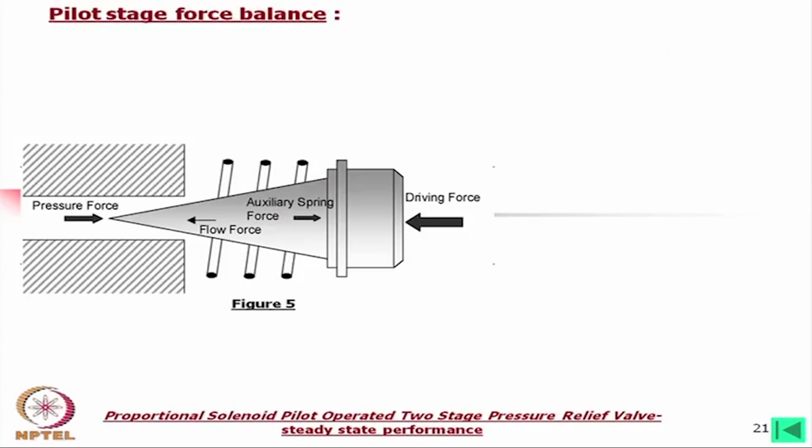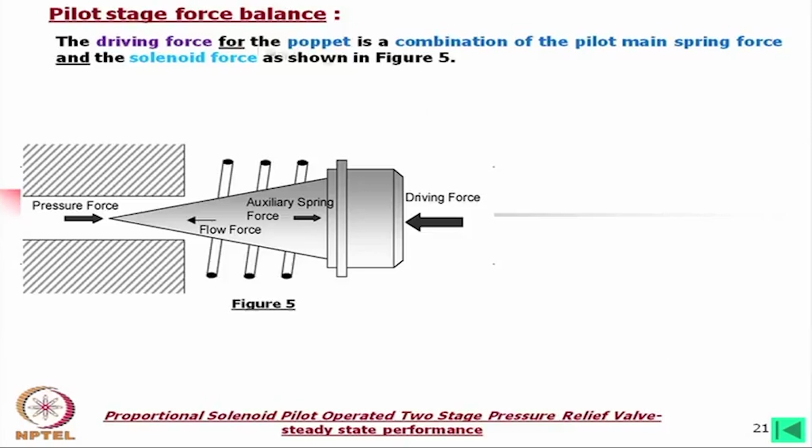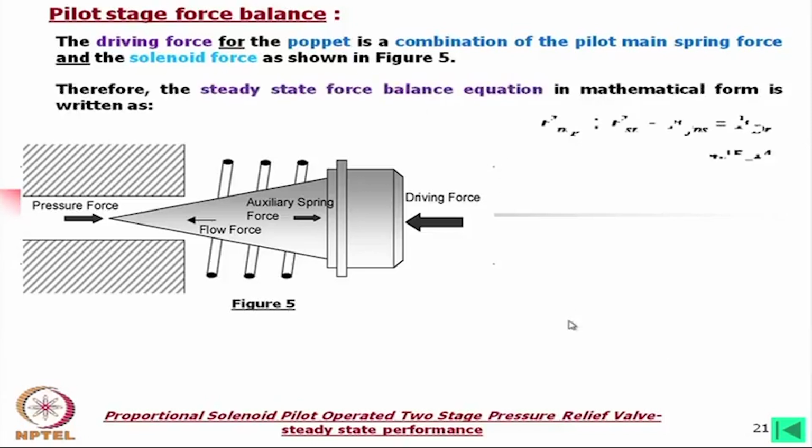Now, the pilot stage force balance can be achieved by this. This is the pressure force and this is the driving force, and this equation can be written in this form. F_dr is the driving force. Here we find the auxiliary spring force, then the flow force and the pressure force. These three forces are the flow force, spring force and pressure force.